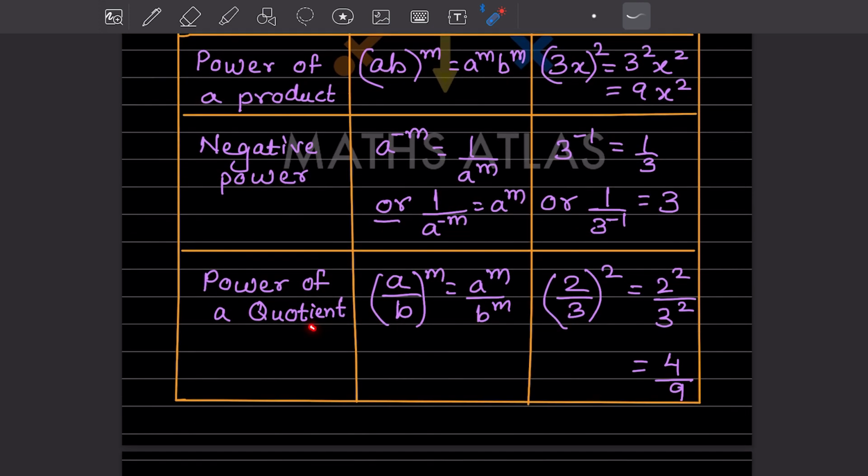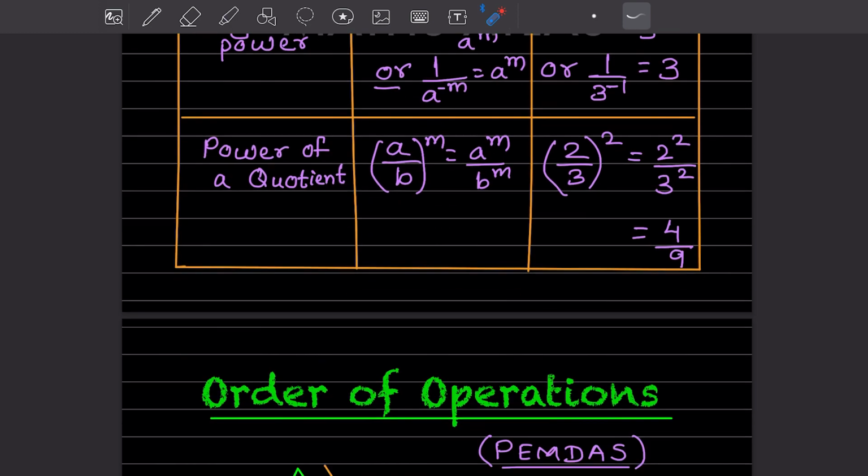Then the power of a quotient. So see here, whenever this is there, you are going to multiply this into this and this into this one. So that says that a raised to m divided by b raised to m. Same over here, if we take in place of a, we take 2, b, we take 3. So you are going to multiply this as well as this one. So 2 raised to 2 divided by 3 raised to 2, that is going to be 4 by 9. These are some of the laws of the exponents.